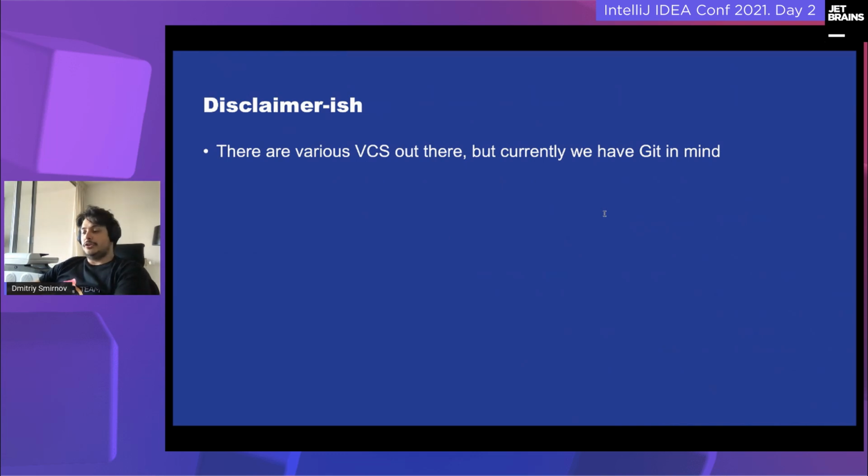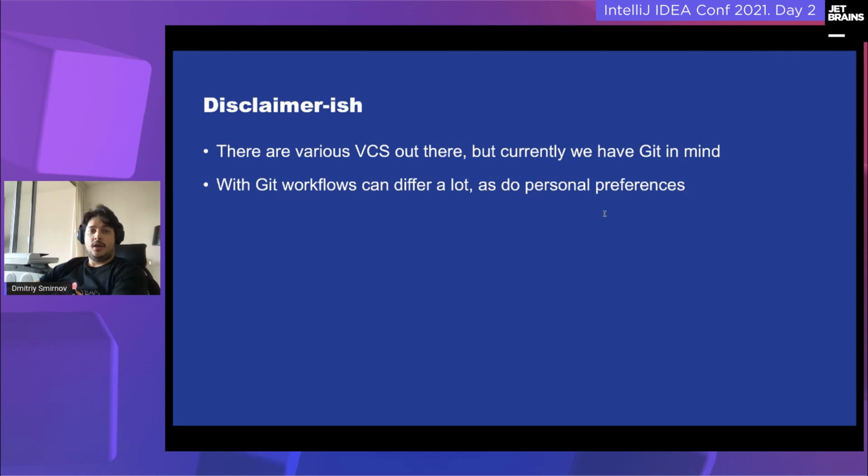Again, we're talking about version control in general here, but of course there are others except Git. Git is the de facto industry standard now, so basically I'm talking with Git in mind. Git is very flexible. There are different workflows, and a lot of people have different preferences for how they use it. This means that whatever we do in the IDE is not universal and will not fit everyone, and we understand this. So what I'm presenting is a point of view, and it's okay if you disagree. And if you do disagree, please don't hesitate to tell us.